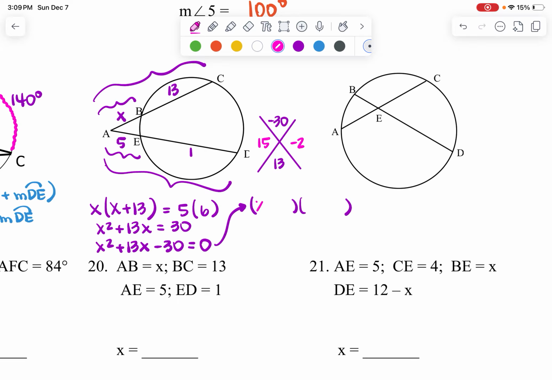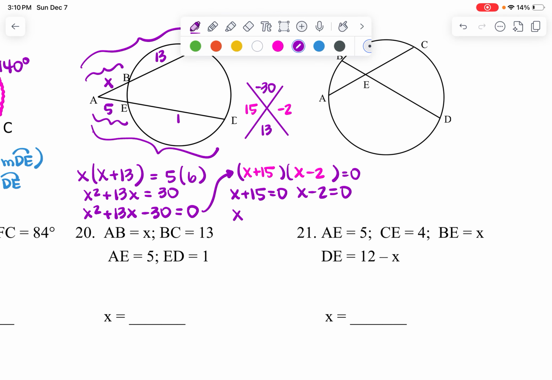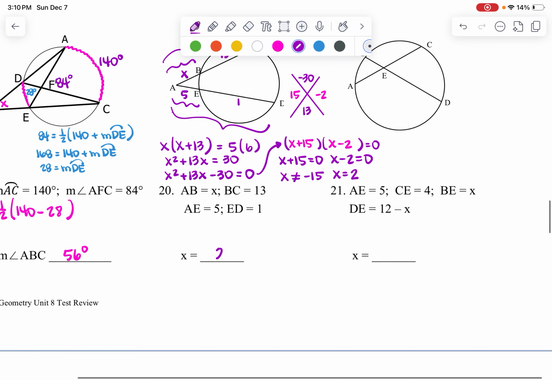Which means our factors are x plus 15 and x minus 2. And of course, that still equals 0. So we're going to set those factors equal to 0. And we're going to get x equals negative 15, but clearly it cannot equal negative 15 because x is actually the length of AB, and you can't have negative lengths. So that answer is a no-go, which means x equals 2 is going to be our winner.